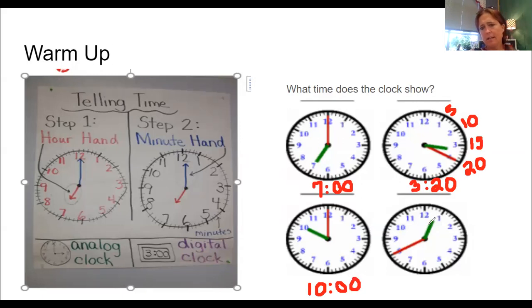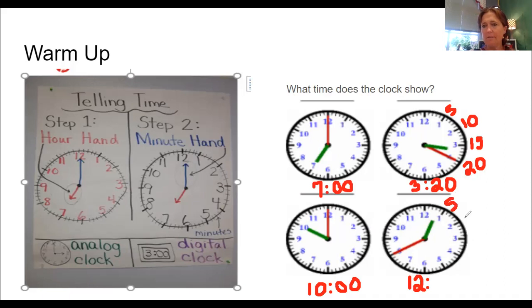Here in our last clock, it is between the 12 and the 1. So we always go with the one that it's already passed. I know in this situation, this number isn't less than this number, but because the hour hand has passed it already, we go with that. So it is 12 o'clock, or 12 is the hour. And then to find the minutes, we again count by 5s.